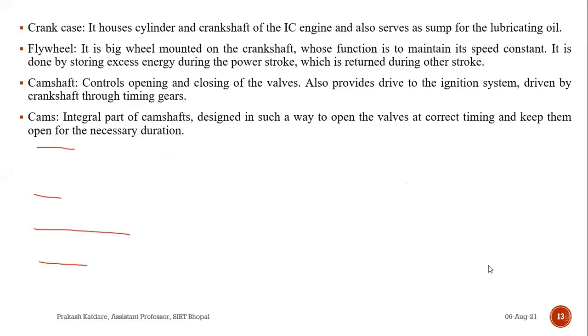The flywheel is mounted on our crankshaft, and it is maintaining the speed constant. That is, it is maintaining that whatever power we are getting is uniform. And how does it do it? It is done by storing the excess energy during the power stroke, and it will be returned during some other stroke or some other cycle. So these were the main components of the IC engine.